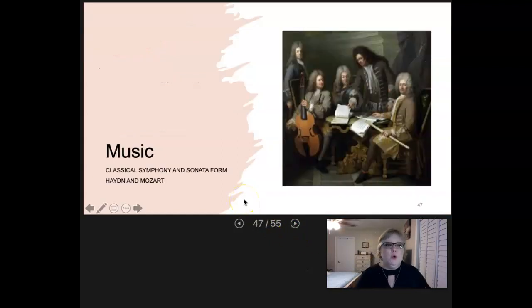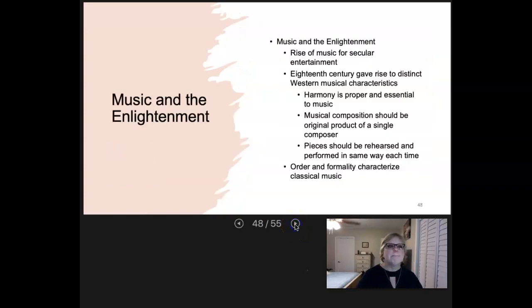Music becomes an important thing during this period. This is when the classical symphony shows up, and orchestra, sonata form, Haydn and Mozart, two famous composers in the history of symphony. So there's a rise of music for secular entertainment. Gone is music just being about the sacred, about church services. Now they're writing music for everyone else and for the regular secular population's entertainment.